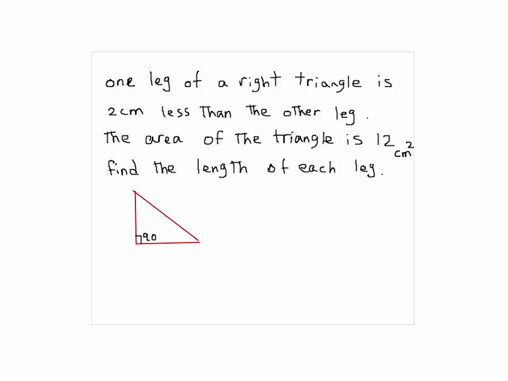Here it says one leg of a right triangle is 2 centimeters less than the other one. So if I call this one x, this one would be x minus 2. And we know the area, so we have to write the formula. Area is equal to 1/2 base times height. So x times x minus 2.